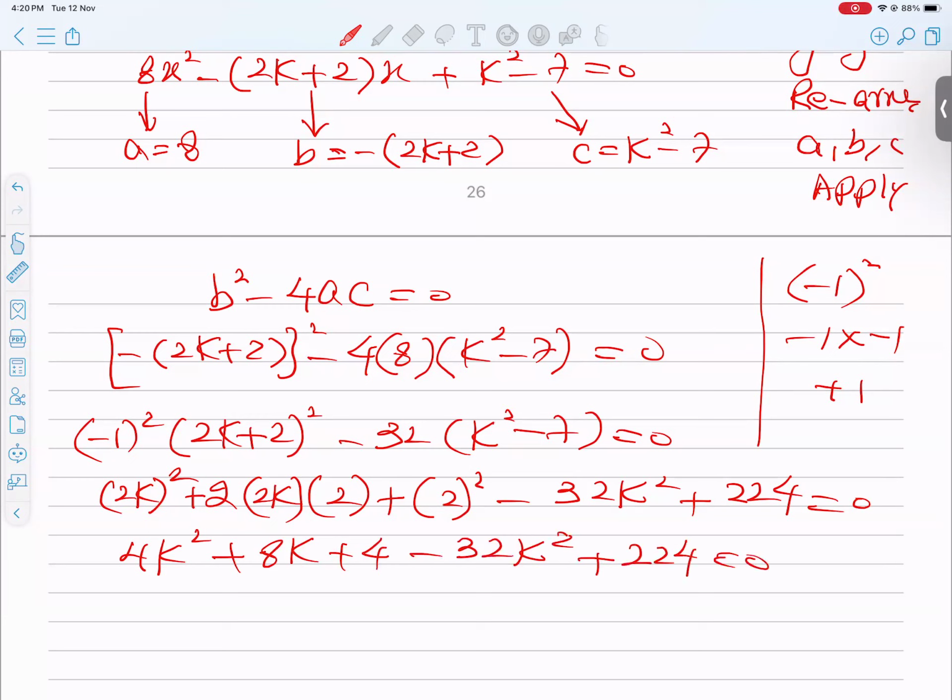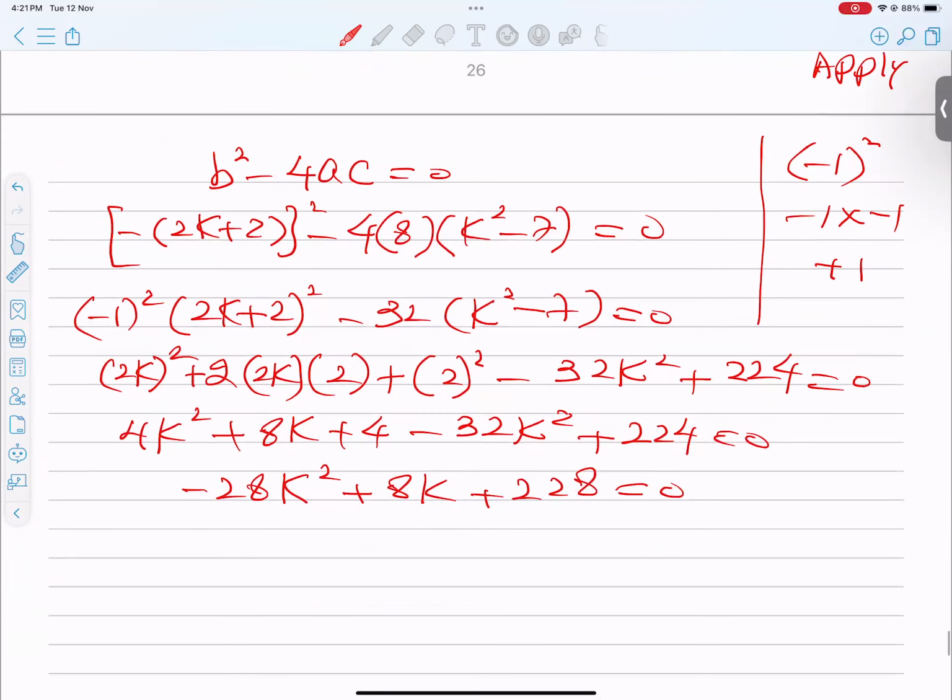Okay. Now, students, what to do afterwards? I combine this and this value, I get negative 28. And this is 8k as it is. And this will become plus 2 to 8 equals 0. Okay, now if I divide this whole equation by negative 4, but if you don't do it, even no effect.